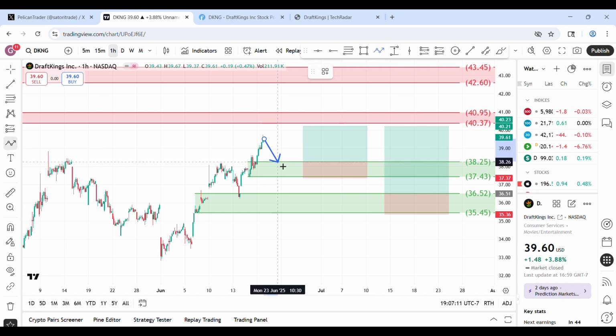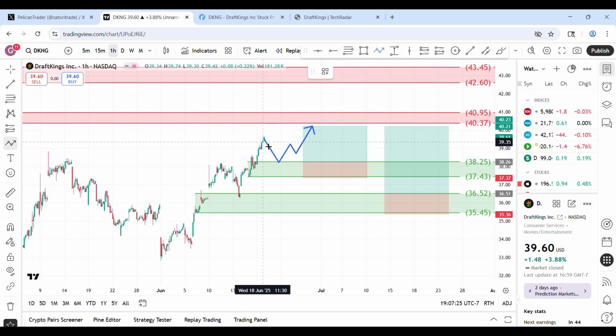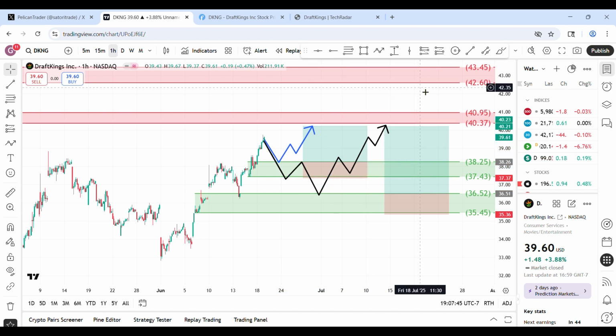You get a pullback to 38.25 or in that green shaded area and bounce off that level and head to the resistance level. If you wanted the lower support level, take the chance that it pulls all the way back, a little more meaningful pullback to the 36.52 price range, and bounce off that level before going and retesting that resistance level. So we have two trade setups here for you in today's session.